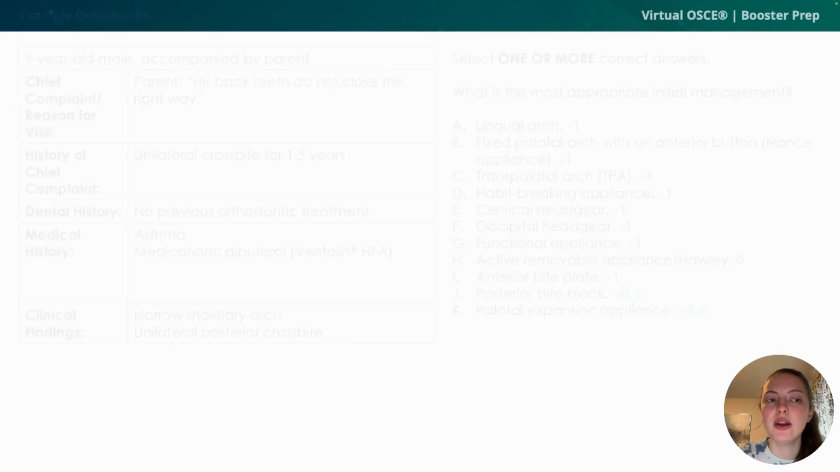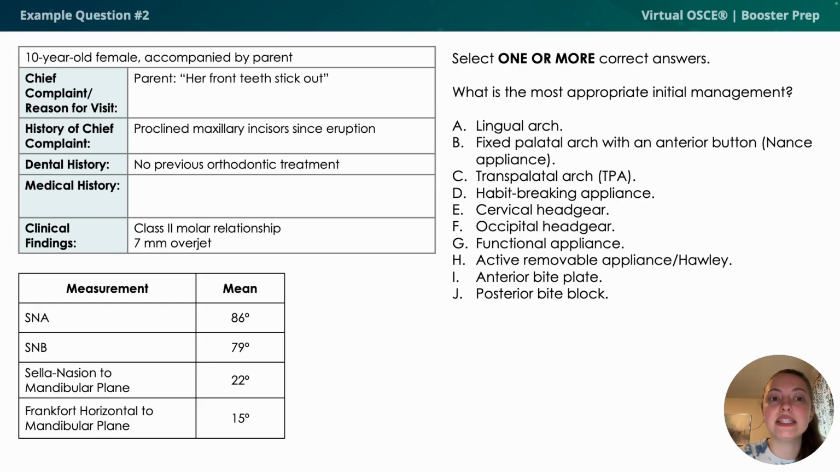And on to another one. We have a 10-year-old female, her front teeth stick out, she's had proclined maxillary incisors since eruption, no previous treatment, class 2 molar relationship, and 7 millimeters of overjet, and we're given some Ceph values here. And we'll come back to all of these.